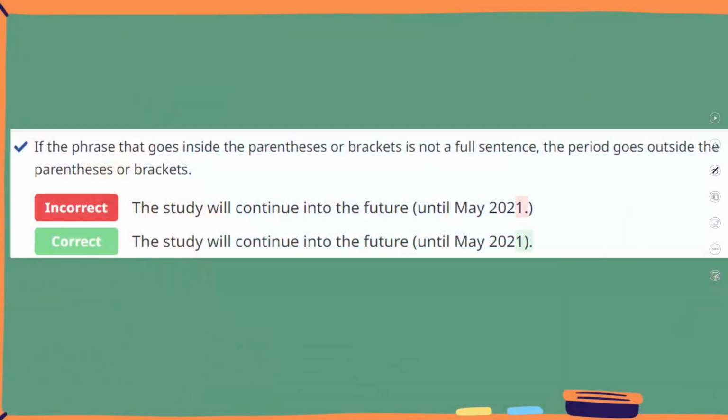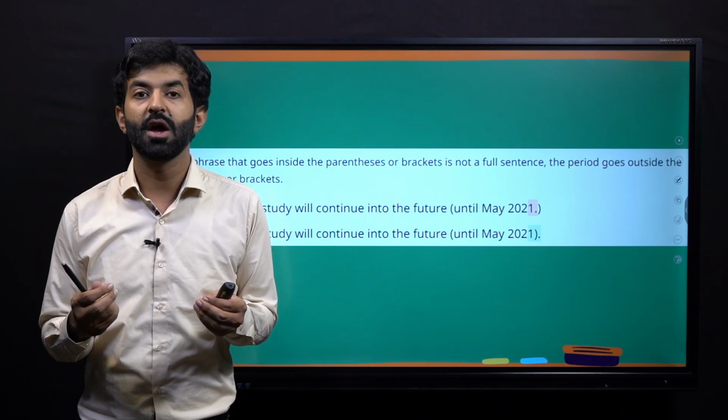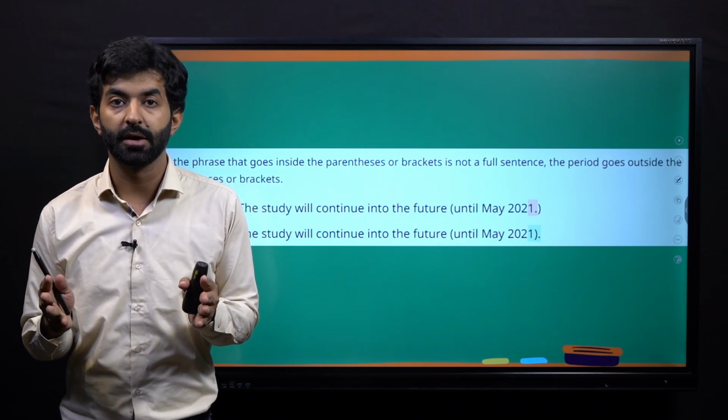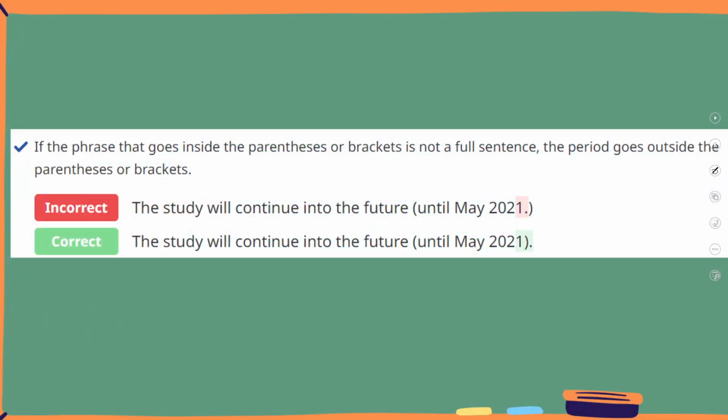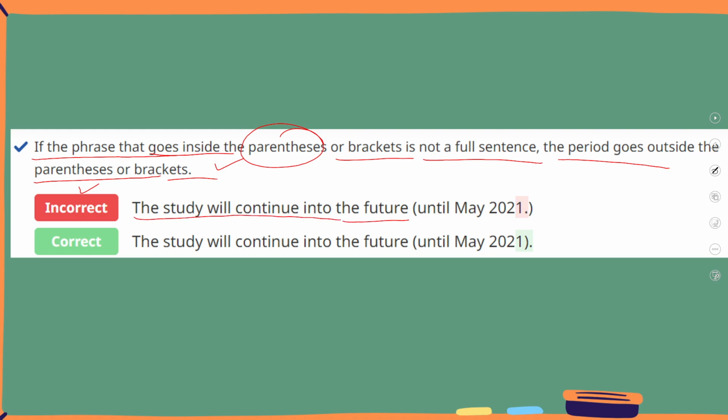Now students, let's see, where do we put our full stop when we are ending the sentence with a closed bracket? If the phrase that goes inside the parenthesis or brackets is not a full sentence, the period goes outside the brackets. The full stop goes outside. For example, the study will continue into the future (until May 2021). Now the full stop should be over here or here or here. Yes, the full stop, the period should be at the end.